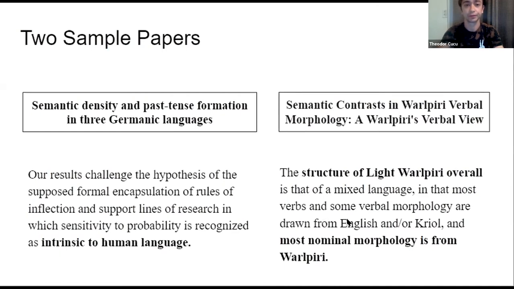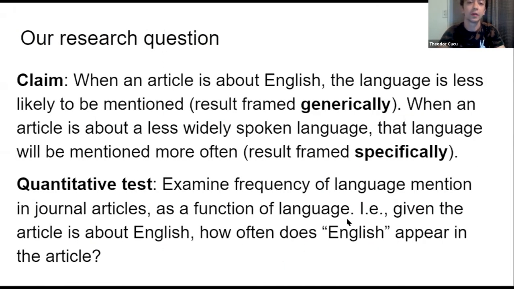and even uses English as a reference point. To emphasize, we claim that when an article is about English, the language that's being studied is less likely to be mentioned, and the result is more likely to be framed generically. And when an article is about a widely spoken language, that language will be mentioned more often, and the result will be framed more specifically.